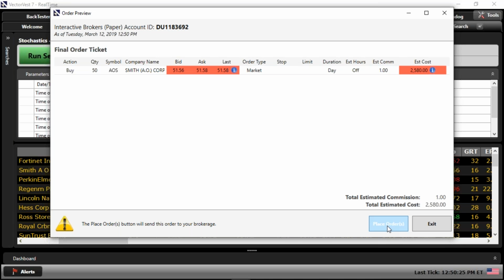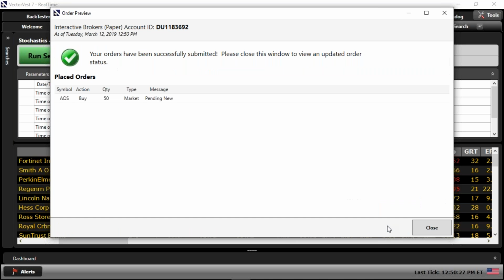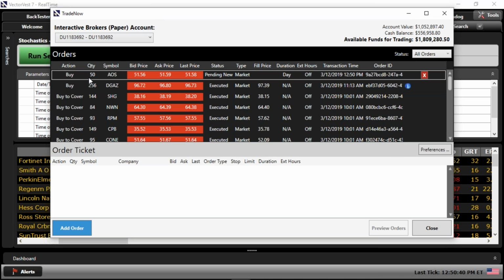The order is sent to the brokerage, and you'll get a message that it was sent to IB, and it says your orders have been successfully submitted. Please close this window to view an updated order status. You click on close, it brings you back to the order ticket. Here's the status. It's still pending. It's awaiting execution, and I'm going to wait here until that status changes, because any minute now or any second now, it'll say executed. Okay.